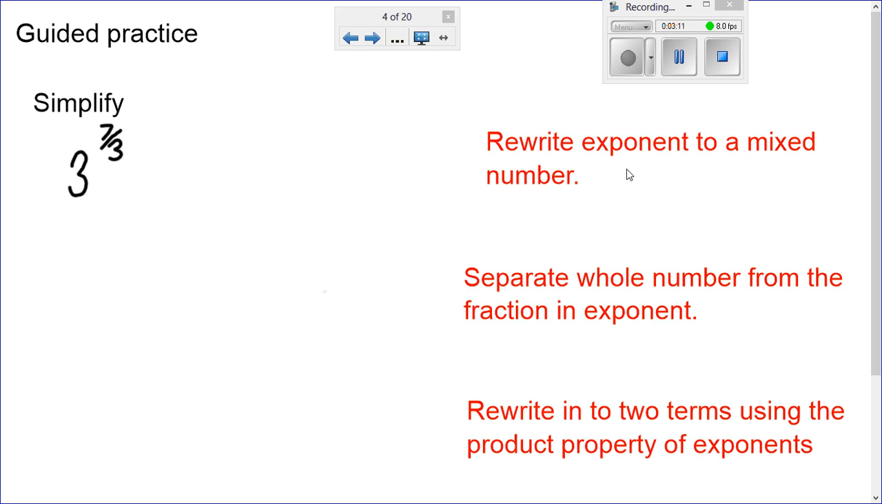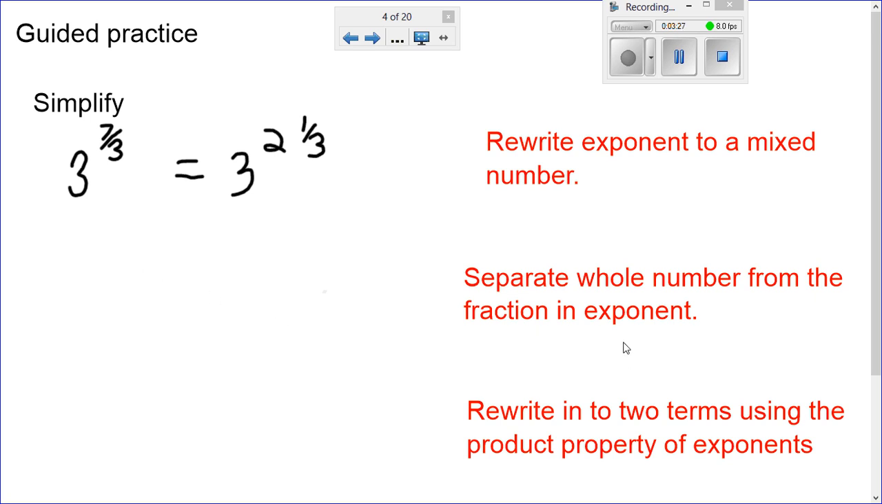Okay, 7 divided by 3, that's one we should be able to do in our heads. And you should have gotten 2 and 1/3. So this is now 3 to the power of 2 and 1/3.